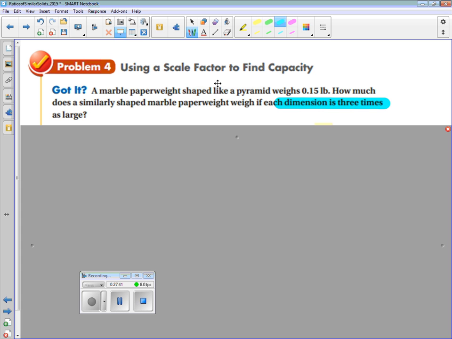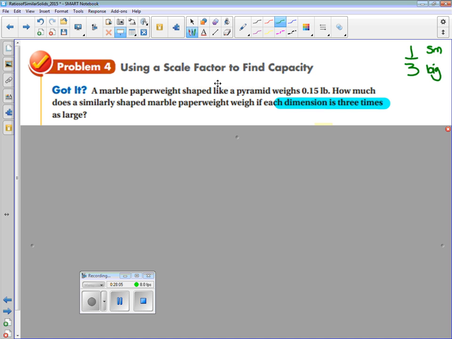3 times as large, meaning that it goes from 1 to 3. Are we okay with that? 1 to 3. All right. And that would be from the small to the big paperweight. Would you agree? Okay. And that's the sides.